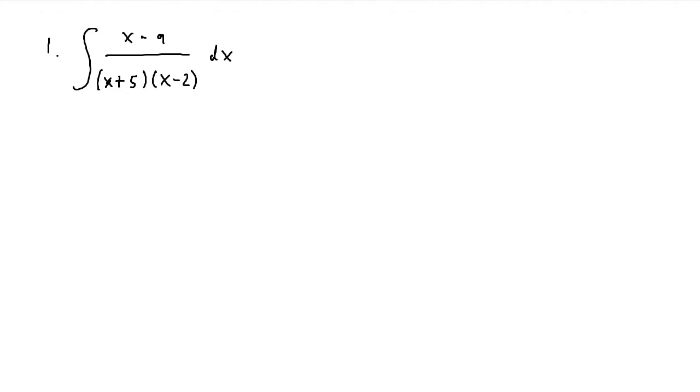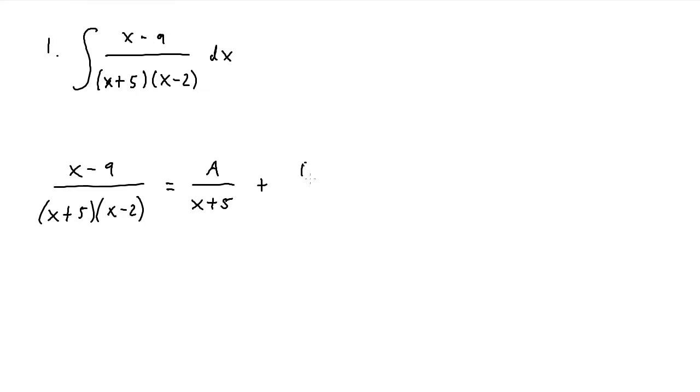Now the first step for doing partial fraction decomposition is we're going to rewrite what's inside the integral. So we don't even have to worry about the integral at the moment. First we've got to break up this fraction. Now the next step is we're going to set it equal. It depends on how many factors you have in the denominator. In this case we have two linear factors, x plus 5 and x minus 2, so we're going to break it up into two separate fractions. So we set it equal to A, which is one constant, over one of the factors, x plus 5, and then plus B, another constant, over another one of the factors, which is x minus 2.